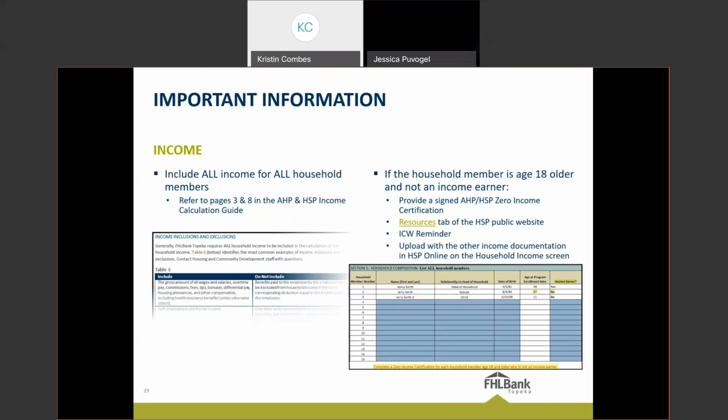In the example on the slide, household member 2 is age 18 or older and has been disclosed as a non-income earner. As you can see at the bottom of section 1, a reminder appeared stating that a zero income certification should be submitted. Upload the signed zero income certification with the other income documentation as one PDF on the household income screen.